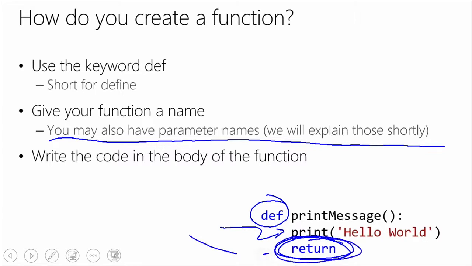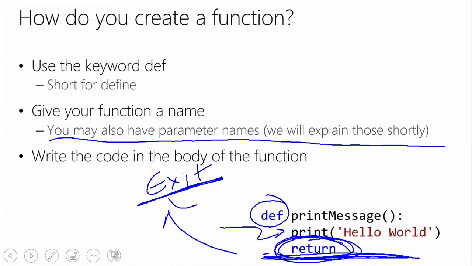Now, what return is going to mean for right now is simply exit. It's going to denote the end of the function. Return can mean something else, which we'll talk about in a little while, but for right now, keeping things simple, it's just going to be exit. Awesome.